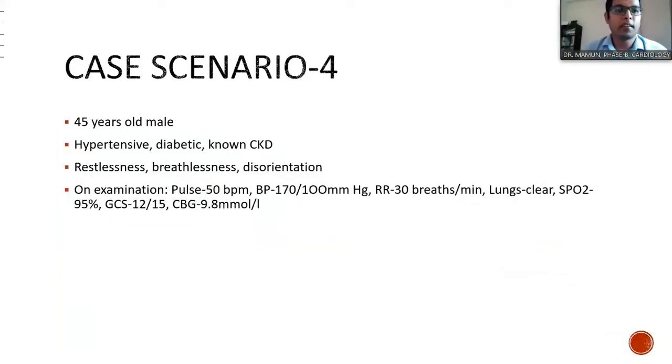My fourth case scenario: 40 years old male, hypertensive, diabetic, known CKD, presented with restlessness, breathlessness, disorientation. Pulse 50 beats per minute, BP 170 by 100 mmHg, respiratory rate 30 per minute, lungs were clear, GCS 12 by 15, bedside blood glucose 5.8, saturation was 95%.